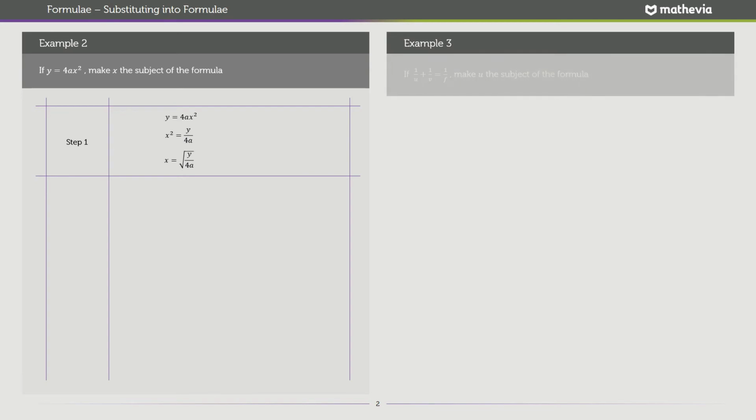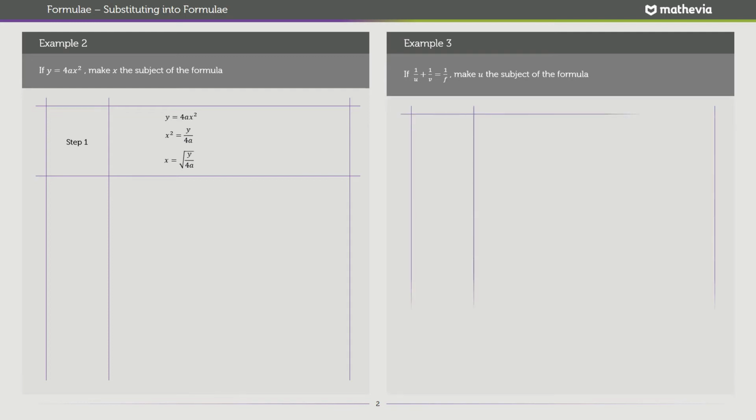Okay, and final example. If 1 over u plus 1 over v equals 1 over f, make u the subject of the formula. Now, this is a very interesting one. This is a very interesting equation in optics. It's the lens equation. And we're just going to make u the subject of the formula in this case.